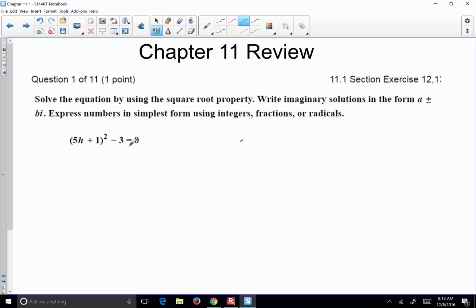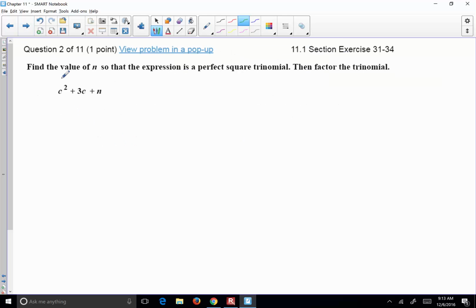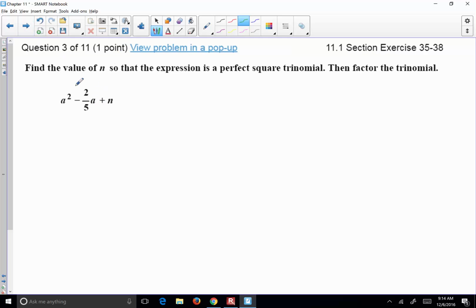You need to solve this question by square root property, kind of easy. Here you just need to guess what n should be so you can turn this into a complete square. We call such trinomials perfect trinomials. So is this a perfect trinomial, and what is n supposed to be to make it perfect? Same deal with an uglier number in the middle.